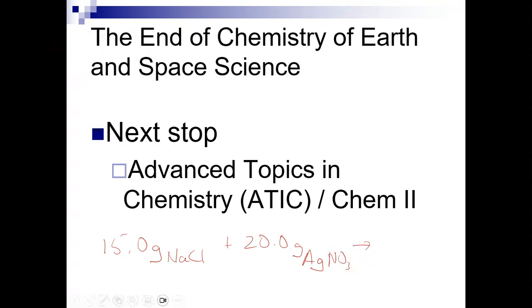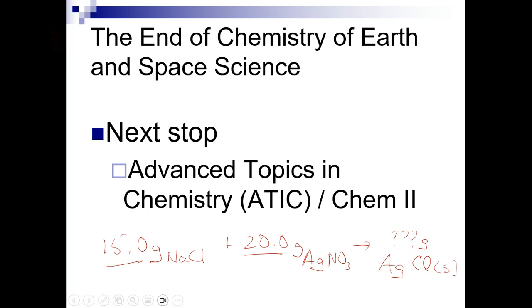based on what we did with predicting products back in lesson 2, we know that one of our products is going to be silver chloride, and that's going to be a solid because it's insoluble. If I added 15 grams of sodium chloride to 20 grams of silver nitrate, the question would be how many grams of silver chloride could be formed. And you do that using stoichiometry.